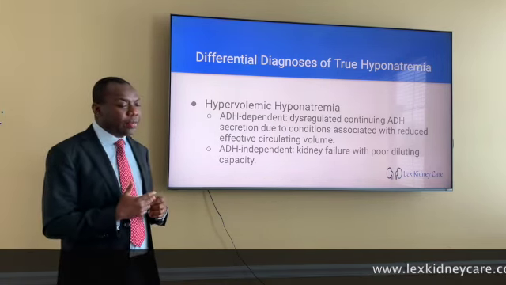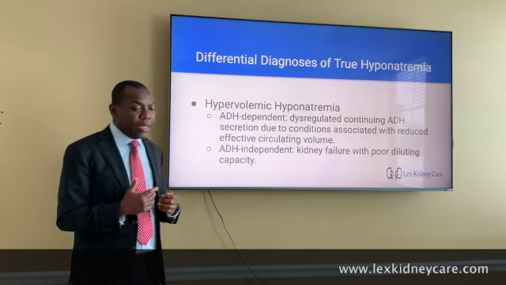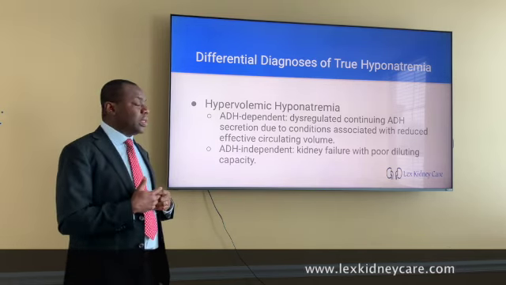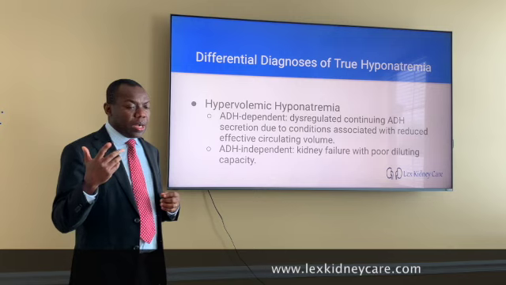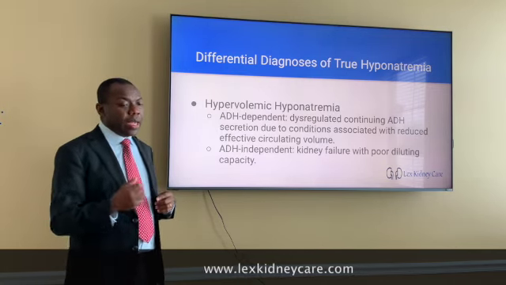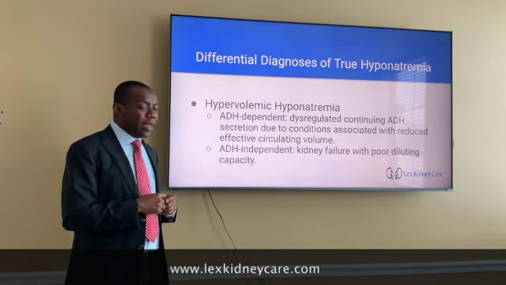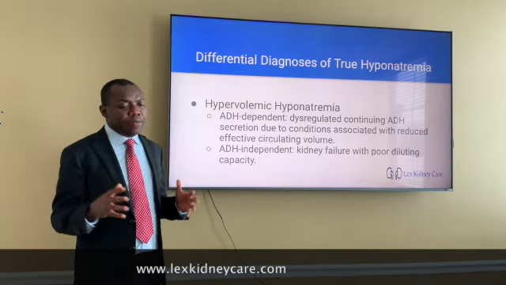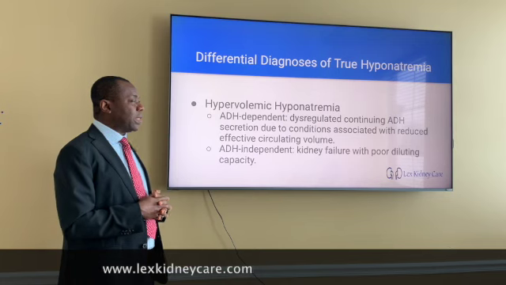Then you can have a situation where you have ADH independent. Typical example is SIADH people or people with end-stage renal disease, who have kidney failure and they have poor diluting capacity.